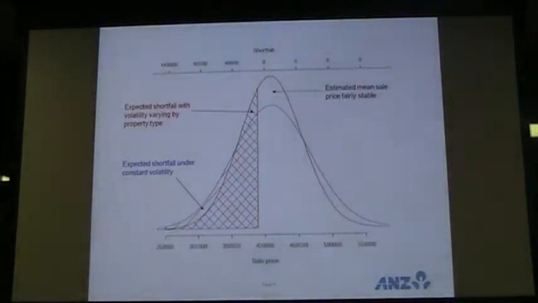Again, conceptually, this is what I am trying to do. The blue bell curve is your ordinary linear regression assumption. So you've got some kind of expected shortfall that comes about from that model. The red one is what happens when you have volatility varying systematically. So in this particular example, you might see the spreads contract around the expected value. In both cases, the estimated mean sale price is still fairly stable.